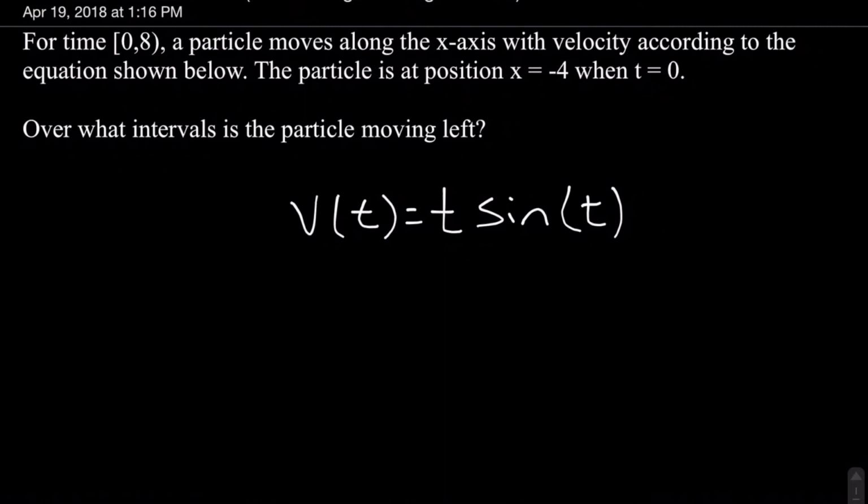Since the problem gives us the velocity equation, we need to recognize that we're given two different pieces of information. One, the speed of the particle at any given time, and two, the direction that it moves in. Now, since we're talking about a particle moving along the x-axis, it only makes sense to define right-hand motion as positive and left-hand motion as negative.